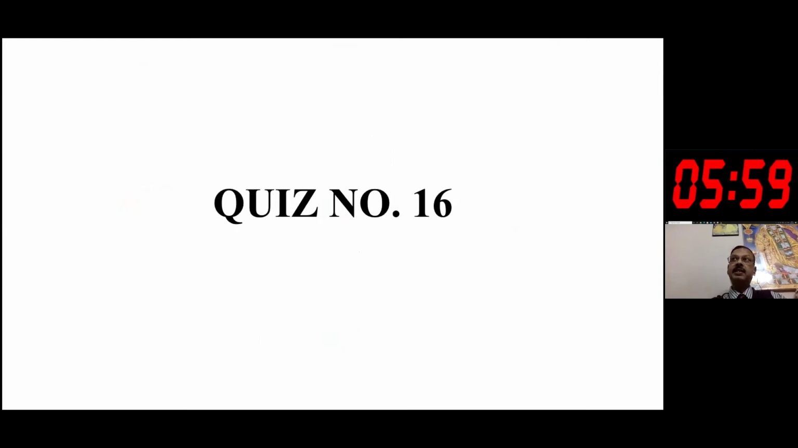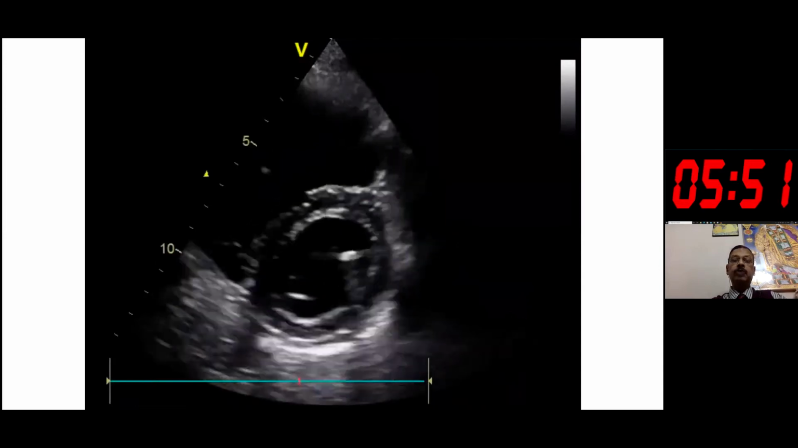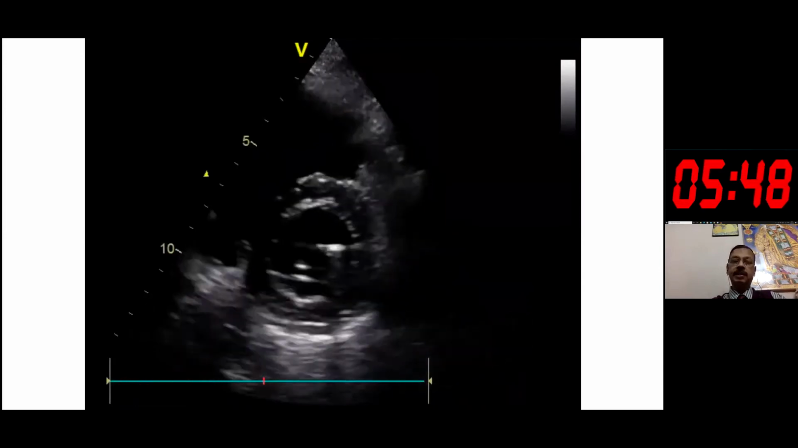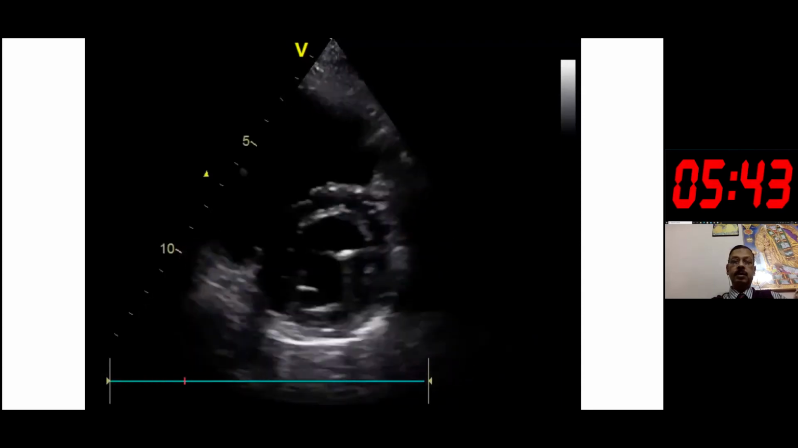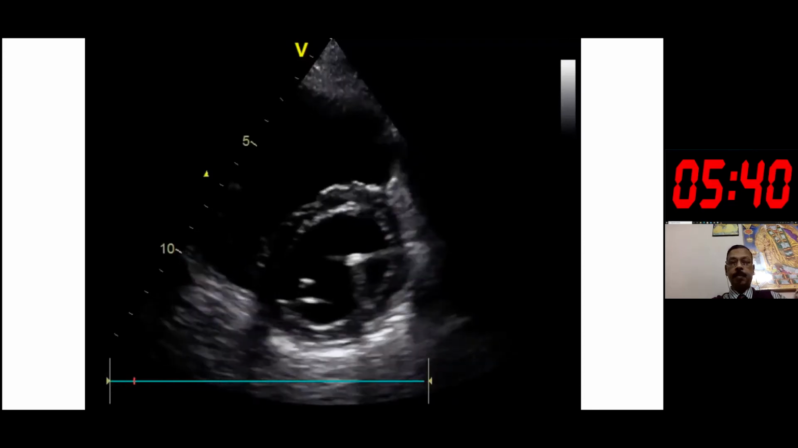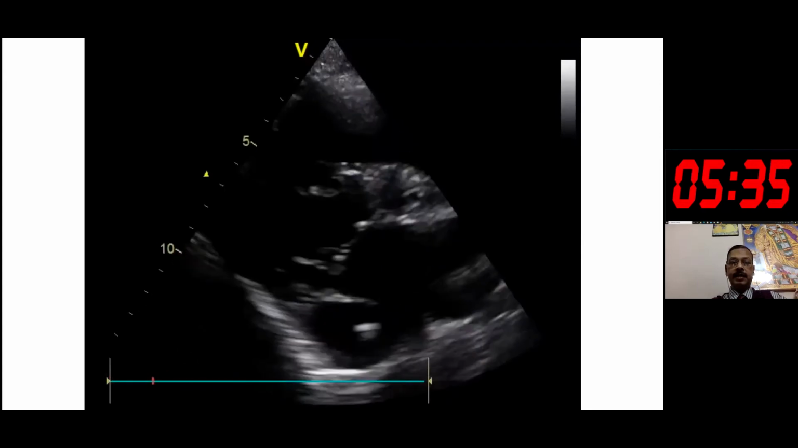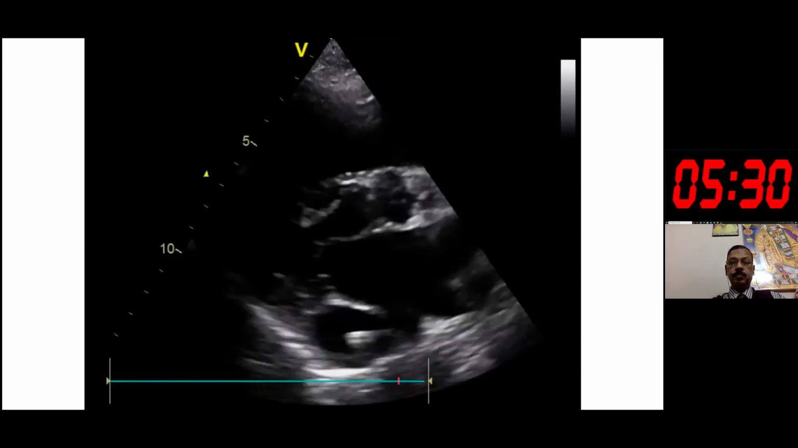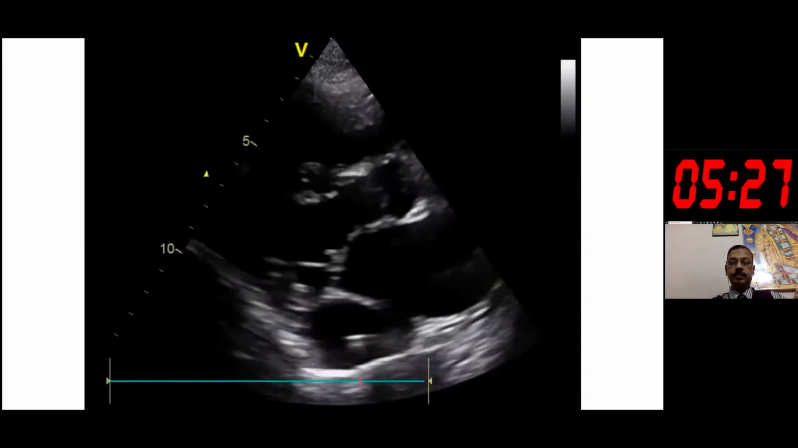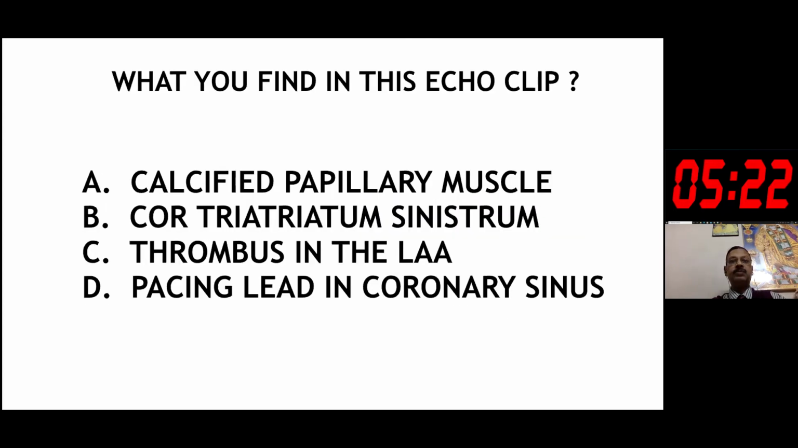Now, quiz number 16, the last quiz in this category. There are two clippings in this. This is the first clip you see. Certain things you can see here, and in the second clip also you can see something. Now here are your options.